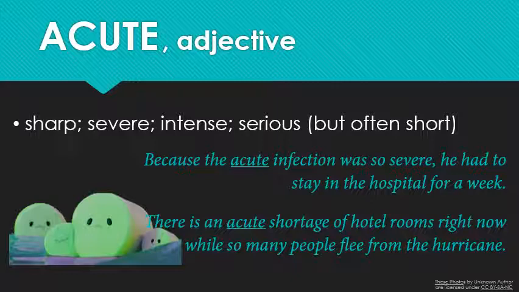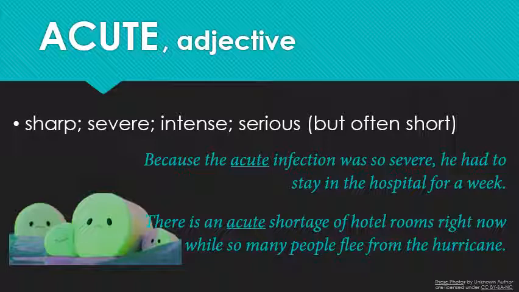Because the acute infection was so severe, he had to stay in the hospital for a week. Okay? Now, compare that with my cough that lasts for months and months, right? So, acute isn't always super short, but it tends to be shorter than chronic, okay? And so they balance each other out. I hope you can see now the reason why I'm comparing these two words.